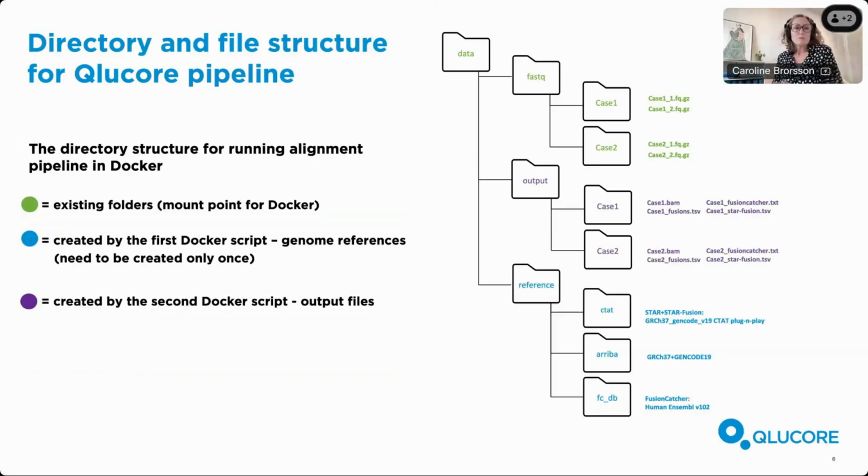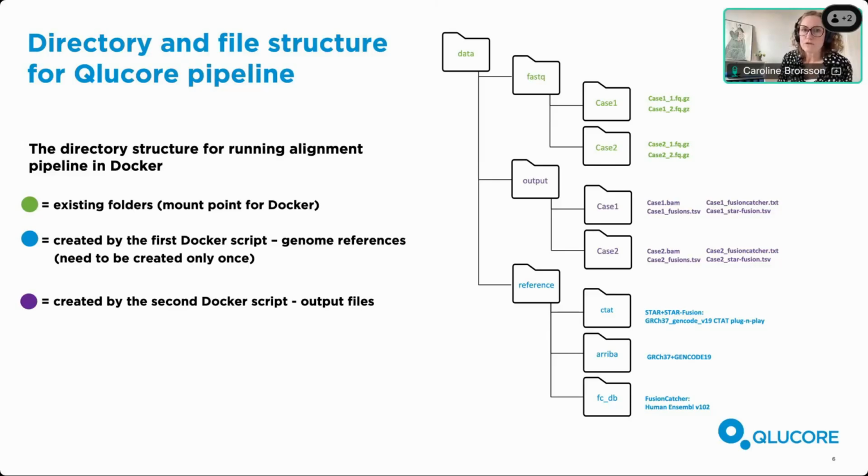The pipeline assumes a certain directory structure and file structure for the alignment, and I've exemplified this with different colors of these folders. In green, we have existing folders that should be on your system: the data and FASTQ folders, where the FASTQ files are organized in one folder per sample or case. The blue folders are created by the first Docker script, which sets up all the genome references. It creates a reference folder and populates it with the downloaded reference files for each tool.